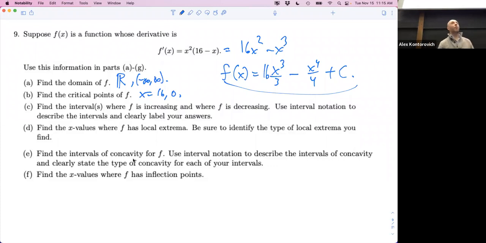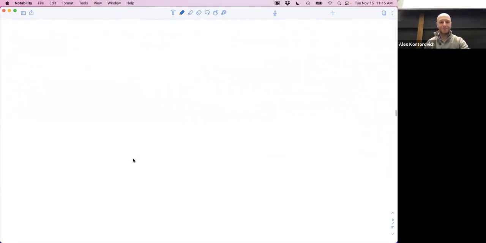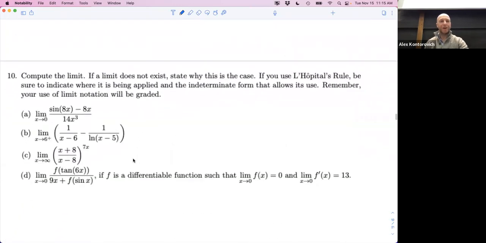Antiderivatives are chapter 4.8, and we covered chapter 4.8. Yes, antiderivatives are fair game on the midterm, right? We talked about them. We had a homework about them.